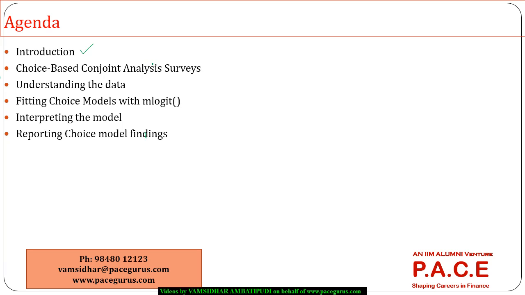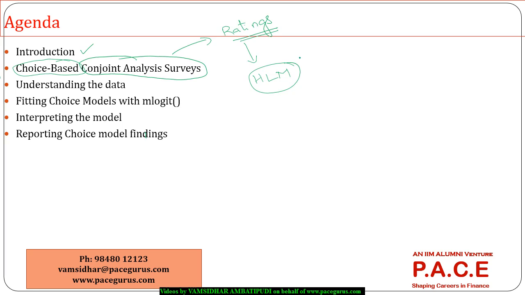Then our focus will move on to conjoint analysis surveys, not the rating-based conjoint analysis surveys we have looked at earlier. Here, my intention is primarily to look at choice-based conjoint analysis. Ratings-based conjoint analysis, I can look at using hierarchical linear modeling, which we have used earlier. But nowadays, one of the most common kinds of conjoint analysis surveys are the choice-based ones.